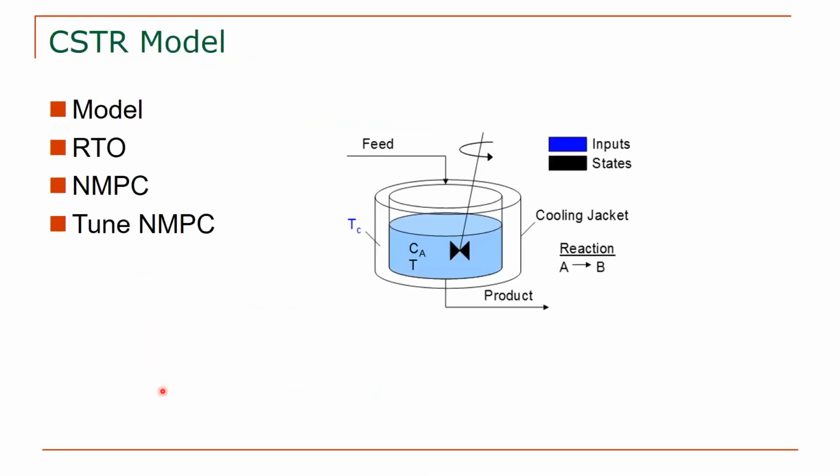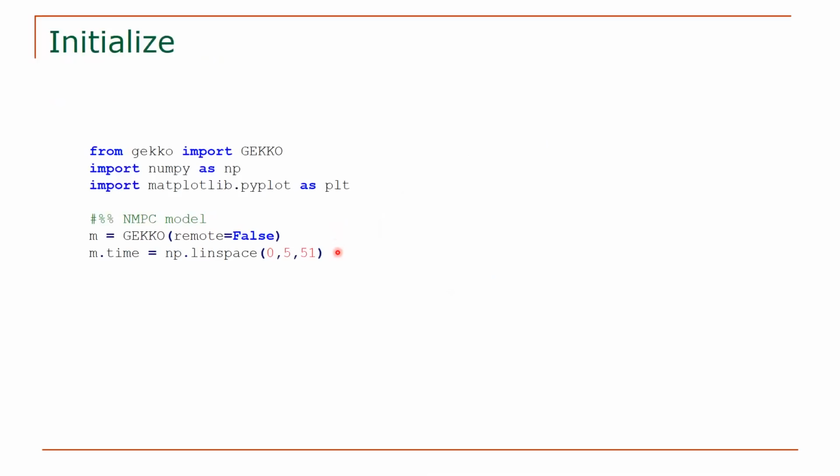Inside the reactor, it's just a first order A to B. Concentration is our controlled variable. That'll have a set point, and the temperature of the cooling jacket is our manipulated variable. So first, we'll just initialize it.